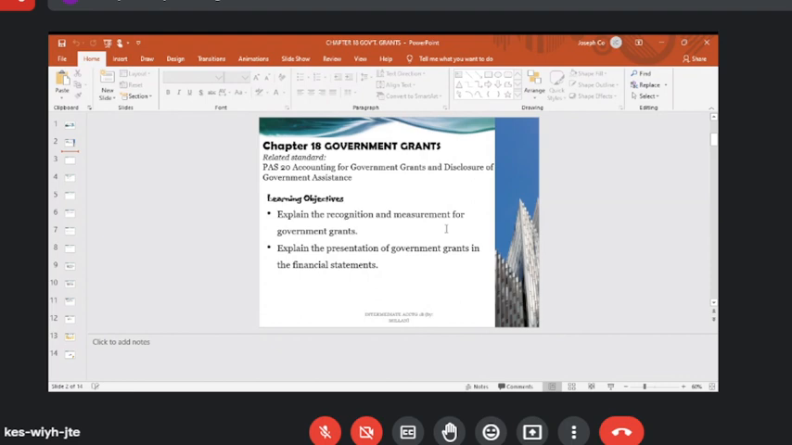Government grant. Our objectives are to explain the recognition and measurement for the government grant, and then explain the presentation of government grant in the financial statements.